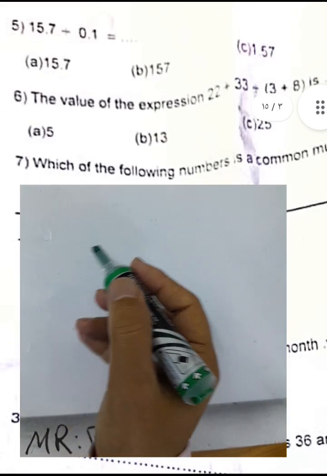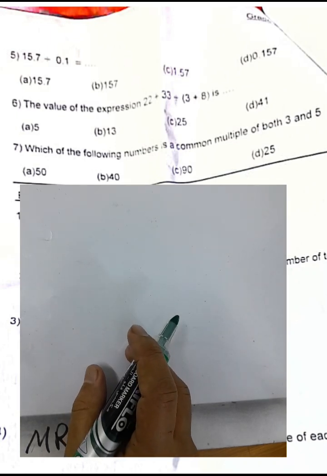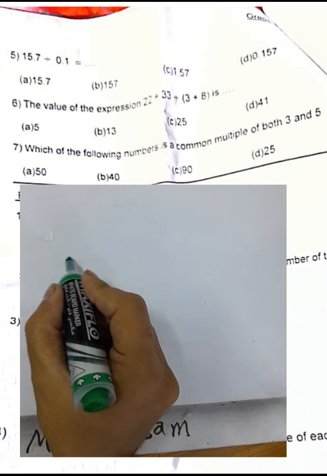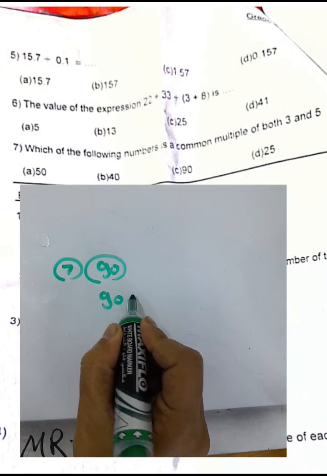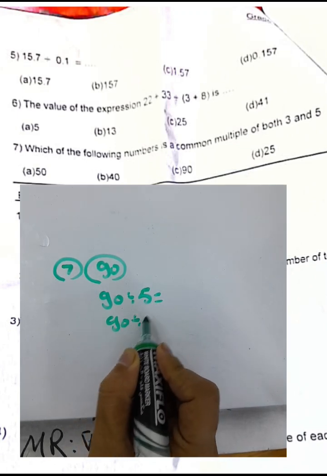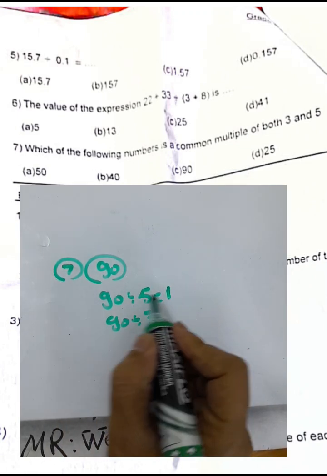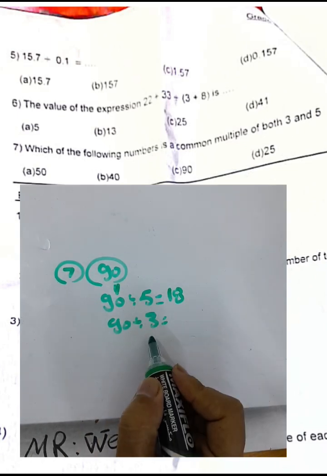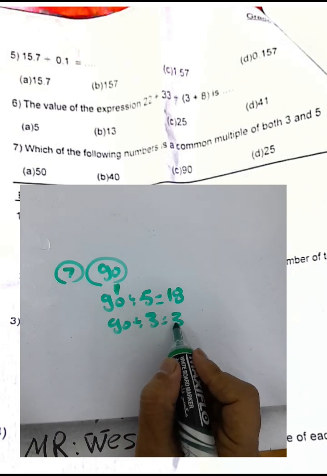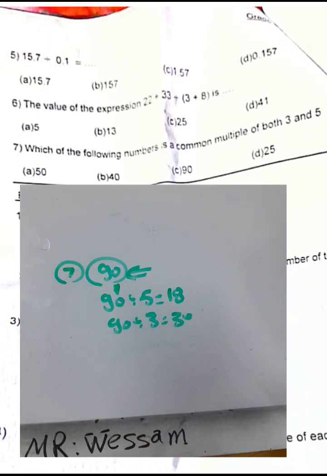Next example, number 7. Which of the following numbers is a common multiple of 3 and 5? 3 times 5 equals 15. And which number can be divided by 3 and 5? It will be 90. Okay, question number 7, the result will be 90 because 90 can be divided by 5 and 90 can be divided by 3. 9 divided by 5 equals 1 and the remainder 4. 40 divided by 5 equals 8. And 90 divided by 3 equals 30. Then the result will be 90. 90 is a multiple of the two numbers 3 and 5.